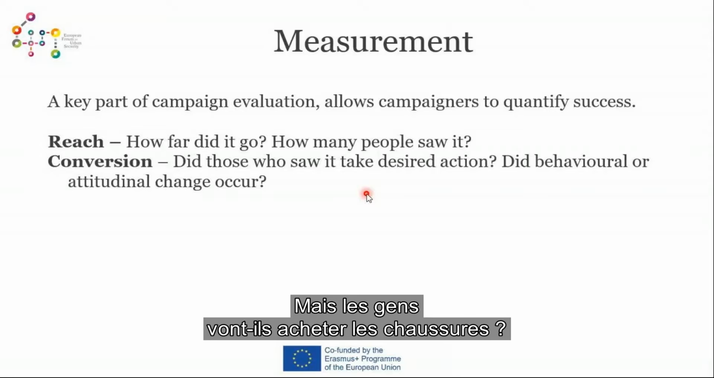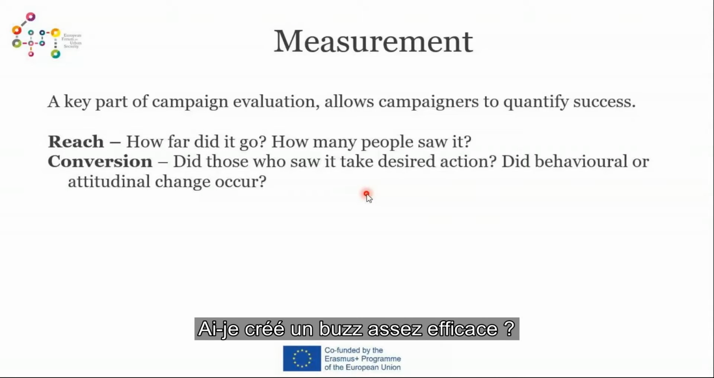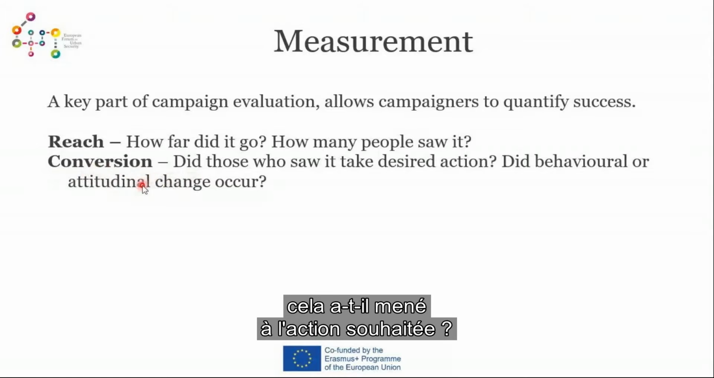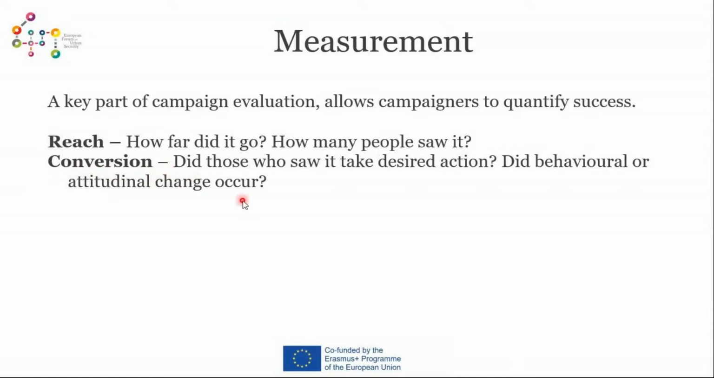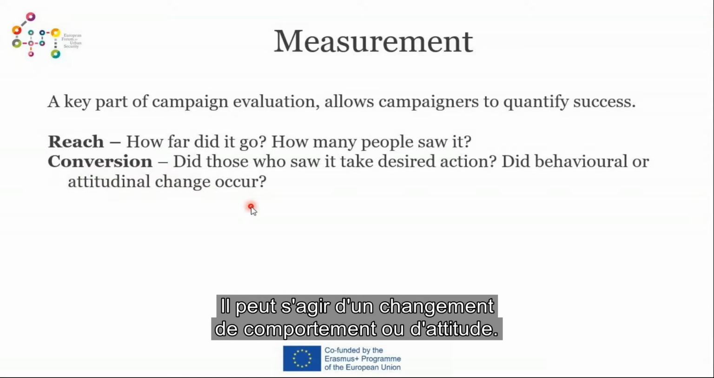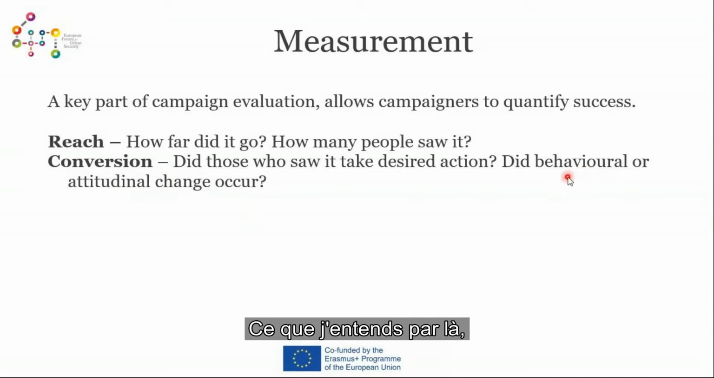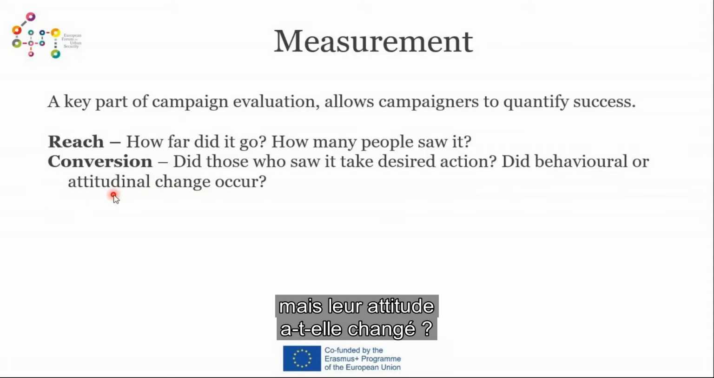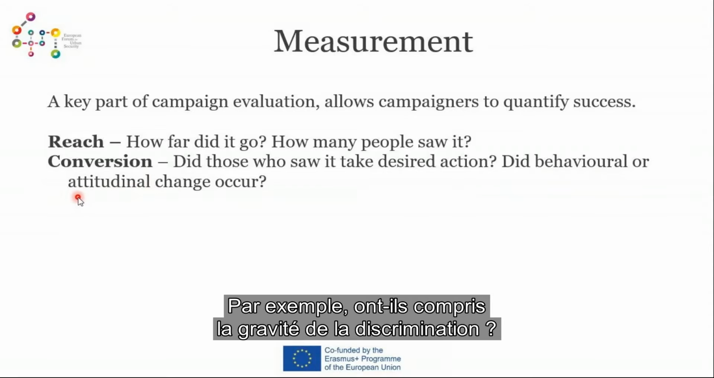However, from that, did people buy those shoes? Did I create enough buzz in the right way for people to buy those shoes? And that is that conversion figure that I'm referring to. So did they take the desired action? In your cases, it may be behavioral or attitudinal change. And what I mean by that is, yes, there's behavior, and that might be buying shoes, that might be ending discrimination, but did it change their attitudes? Did they suddenly see that that discrimination was wrong, for instance?